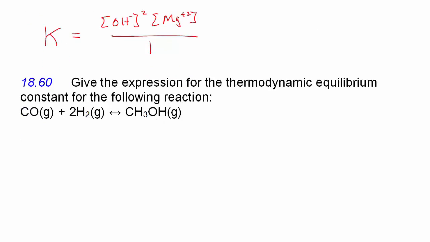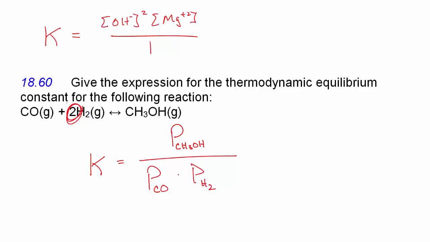Give the expression for the thermodynamic equilibrium constant for the following reaction. Now we have some gases. So the thermodynamic equilibrium constant equals products over reactants. We don't use brackets. Instead, they have to be pressures in units of 1 atmosphere. So we use capital P, and the subscript is the compound. So P_CH3OH, the partial pressure of methanol, divided by the reactants, the partial pressure of carbon monoxide times the partial pressure of hydrogen, but that needs to be squared.